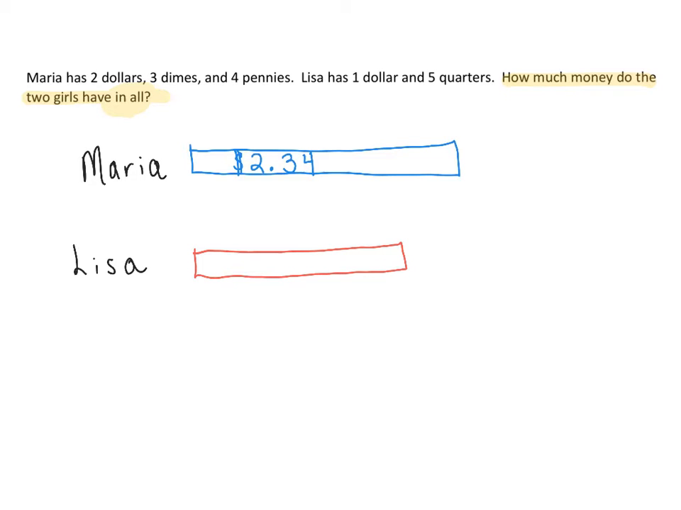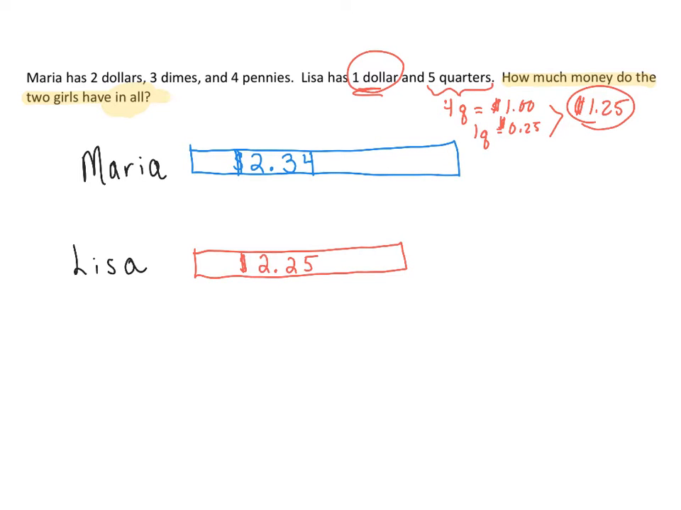Now Lisa has something different. Lisa has $1 and 5 quarters. So this one we have to kind of work out. We know that 4 quarters is equal to $1. So if that's the case, we have 1 quarter left over. So 1 quarter is 25 cents. So this combined would be $1.25. But don't forget her other dollar. So if we added up $1 plus $1.25, we're going to get $2.25.